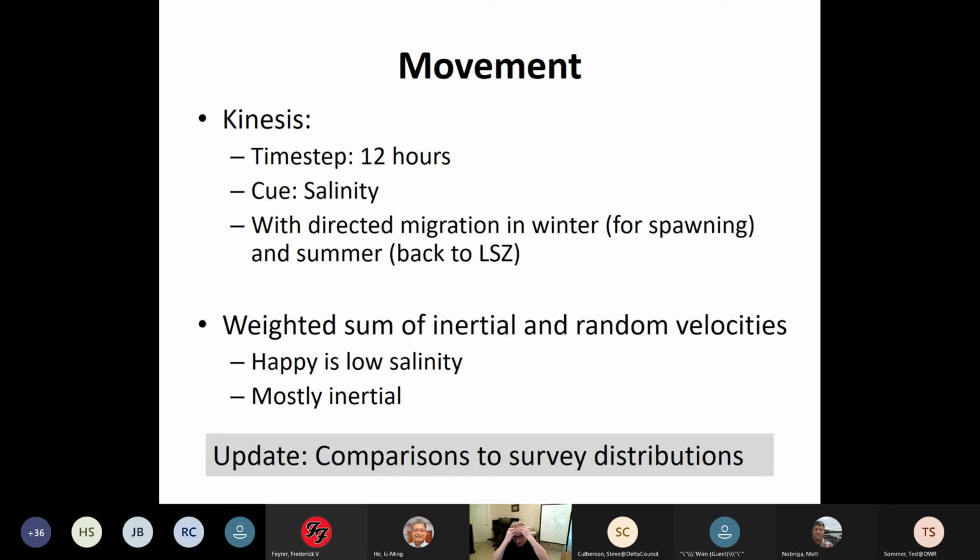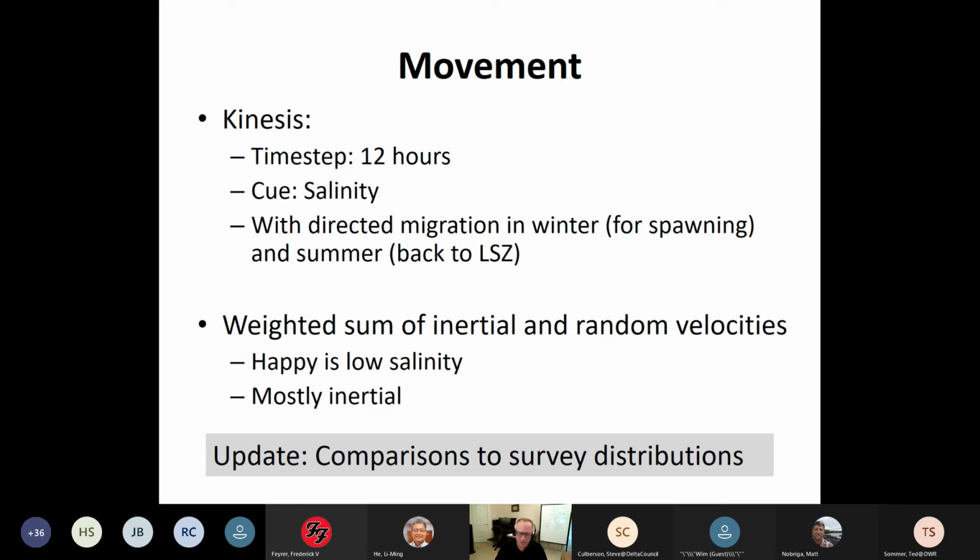And so what does kinesis say? Kinesis says they don't know what's around them in the environment. They only know where they are, but they have a memory of what happened the time before. And if they're happy, so they're in, I don't know, whatever it is, 0 to 4, 0 to 6, 2 to 6, I forget which runs these are, but they keep going what they did.